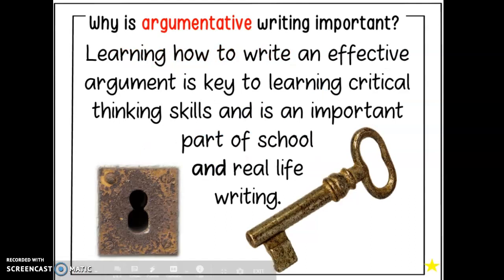Why is argumentative writing important? Learning how to write an effective argument is key to learning critical thinking skills and an important part of school and real-life writing. I'm sure that you've been a part of an argument at some point in your life, and learning how to write in an argumentative way will also help you throughout your life.